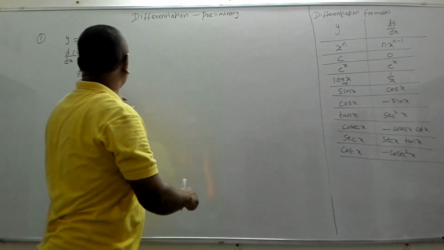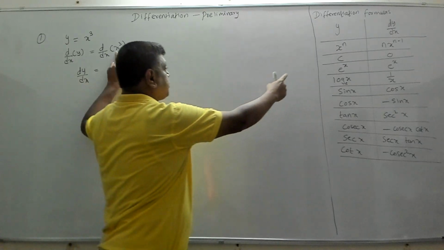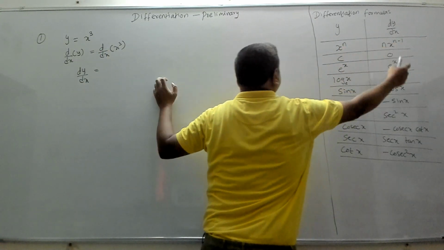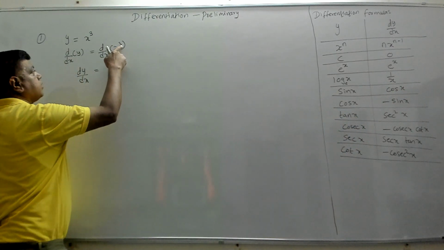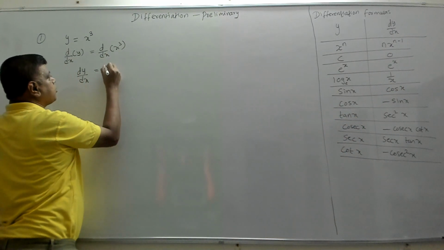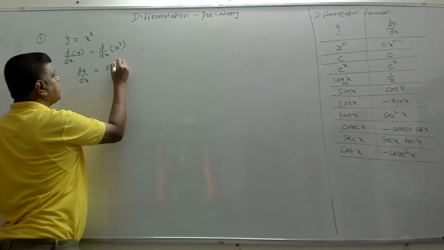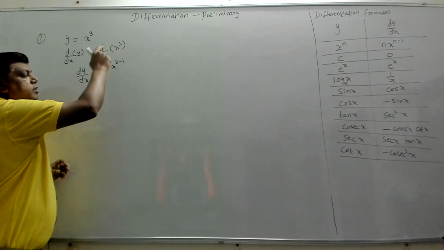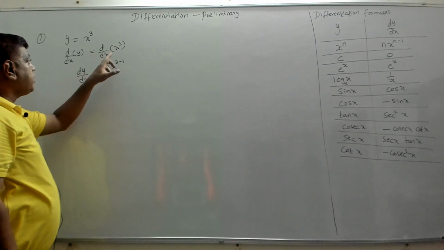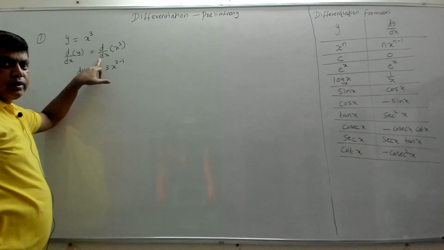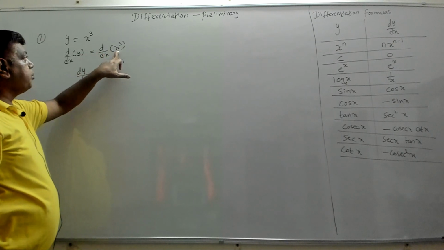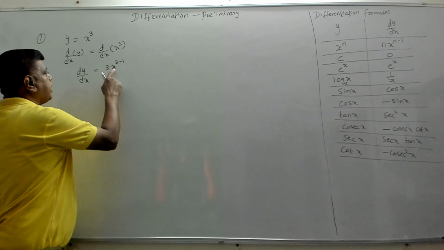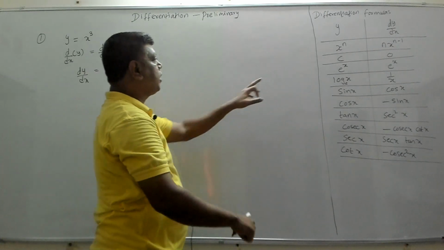Now this x cube looks like x power n. So the differentiation of this is n x power n minus 1, which means here n is 3. So 3 x power 3 minus 1. Because we have differentiated, we will not write d by dx of again. When you differentiate x cube with respect to x, differentiating x cube means 3 x power 3 minus 1, like n x power n minus 1. We have applied this formula here.